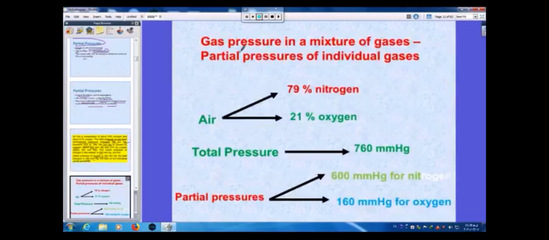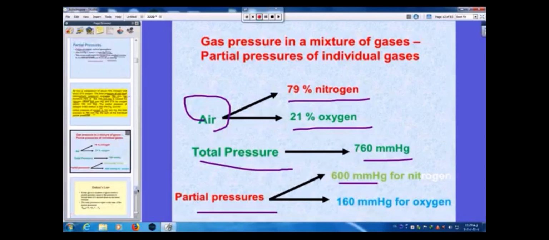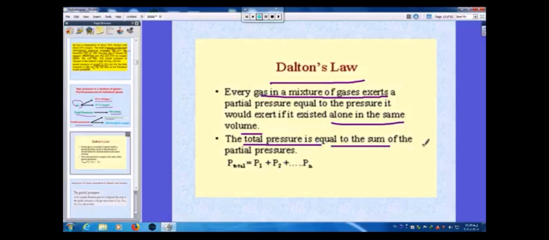You can see in this figure the air: 79% nitrogen, 21% oxygen, total pressure 760 millimeters mercury. The partial pressures are related to what we mentioned before for nitrogen and oxygen. Based on Dalton's law, every gas in the mixture exerts a partial pressure equal to the pressure it would exert if it existed alone in the same volume. The total pressure is equal to the sum of the partial pressures: P total equals P1 plus P2 plus Pn.